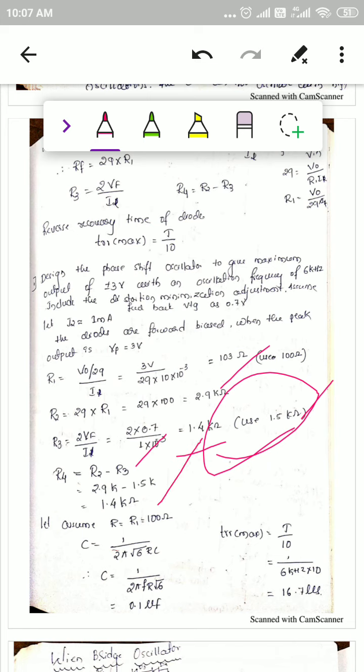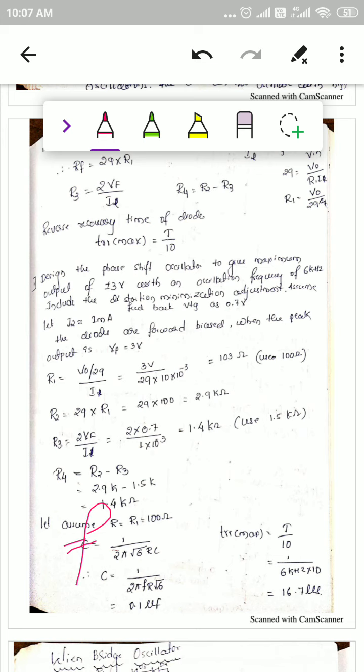Let us assume R is equal to R1, and then calculate the capacitance value. You know the frequency of the RC phase shift oscillator: F is equal to 1 divided by 2 pi root 6 RC. From this you can calculate the C value: 1 divided by 2 pi R F into root 6. So calculate the capacitance value, how much you will get. So 0.1 microfarad is the capacitance you got.